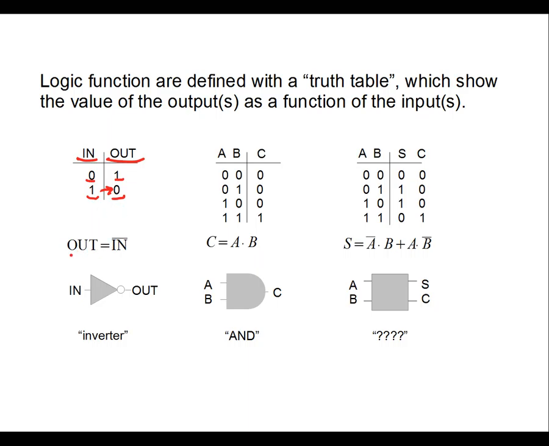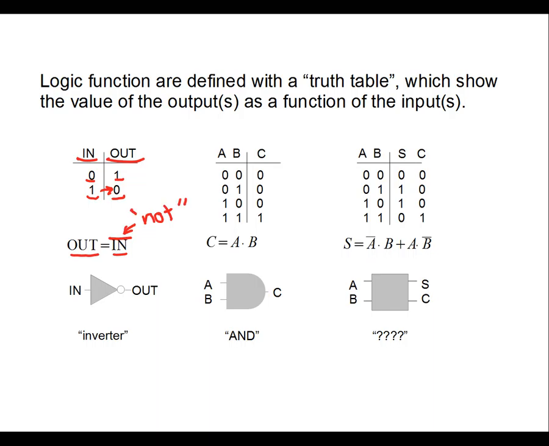We can write this as an algebraic statement. It says that the output is whatever the input is, and we're going to flip it. That's what this over bar is. This over bar actually reads "not." So we call that not.